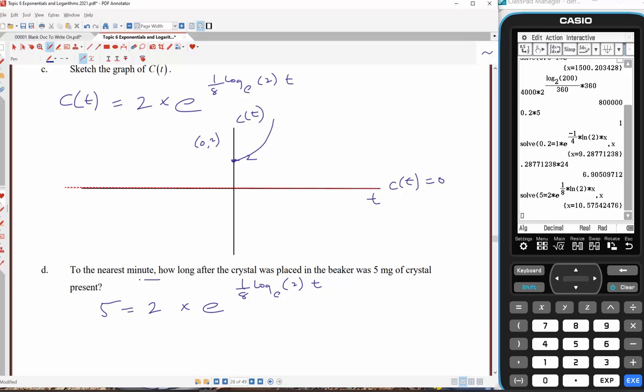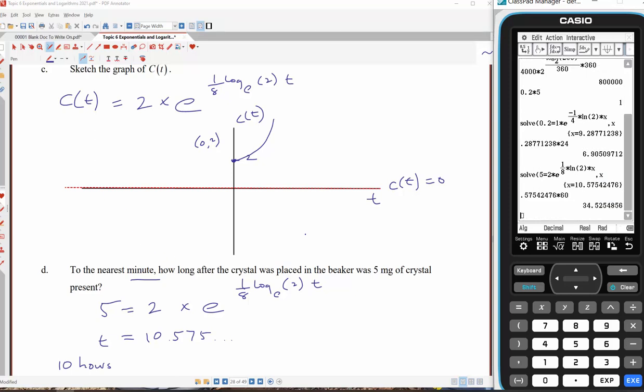To the nearest minute. Okay, so t equals 10.575... So it's 10 hours, because t is defined as hours. Now it's this minutes. So it's times 60. So it's going to be either 34 or 35. And in this case, it's going to be 35, because this is a growth function here. If I round down to 34, it won't be enough to get the 5 milligrams. So it's got to be 35.